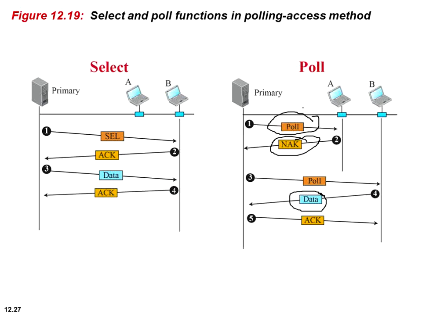So when the response is positive, that is, a data frame is being sent, the primary reads the frame and returns an acknowledgement, that is ACK, verifying its recipient.